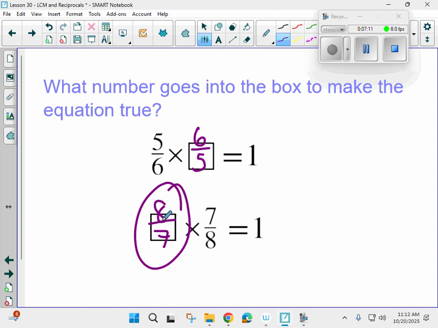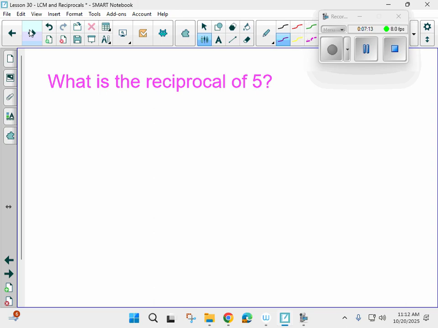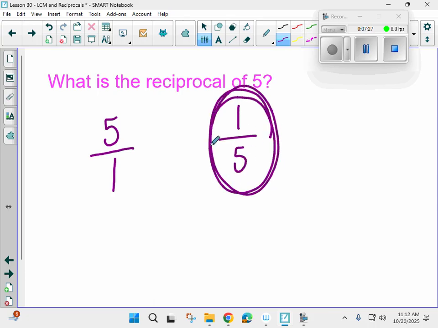What is the reciprocal of 5? This one's kind of tricky. Okay, the number 5 is really over what that you don't see? 1. So what's the reciprocal? 1/5. Okay. All right, let's try some whiteboards.